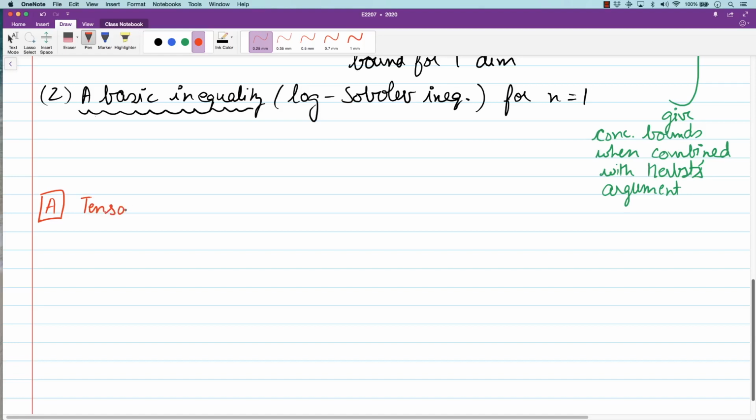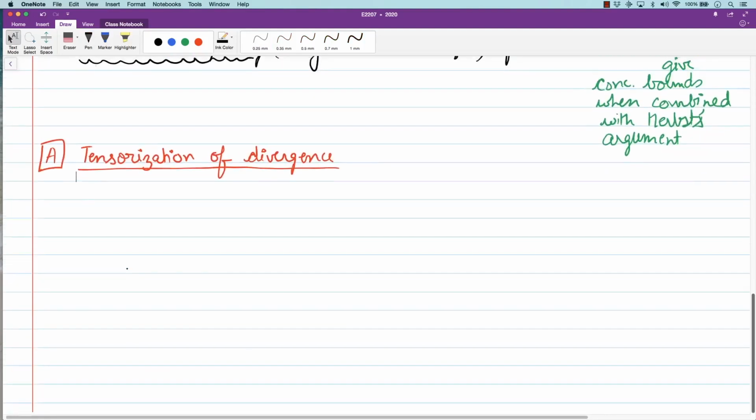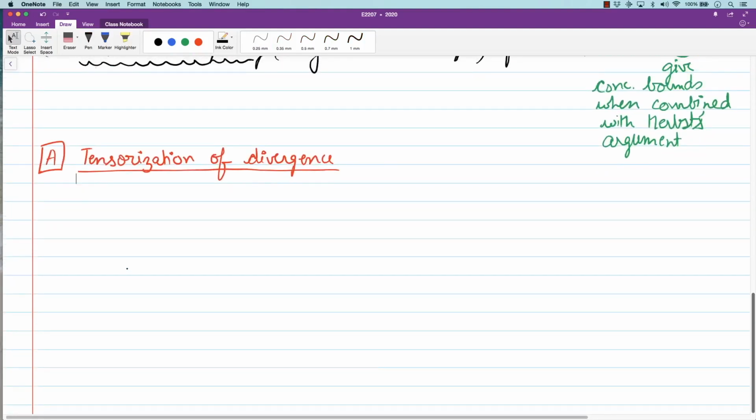Tensorization of divergence, this Kullback-Leibler divergence. Before I do this, let me review some simple properties of this Kullback-Leibler divergence.